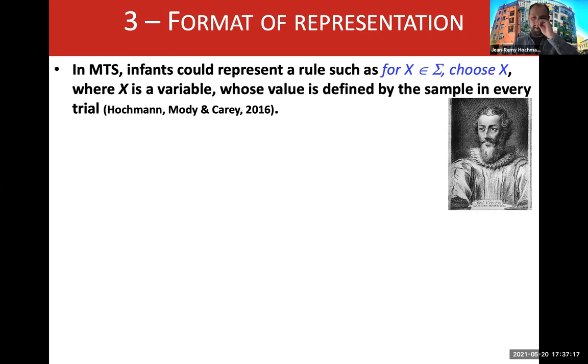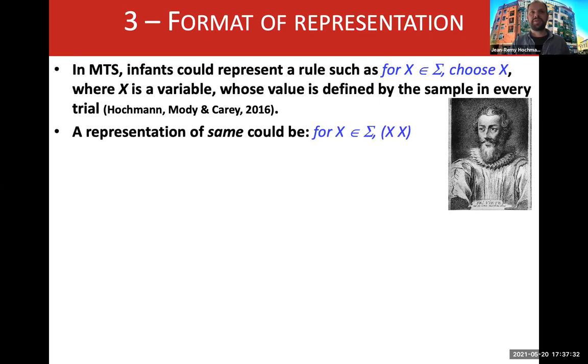So if you accept that this is something that infants might be able to represent, the interesting thing is that from this variable we can build a representation of same. If X is a variable, then XX becomes a representation of two same elements. And what I think is interesting is that this representation could maybe solve our paradox.